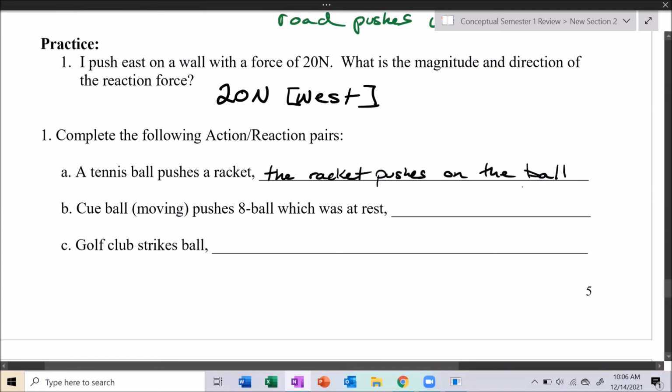And there are three examples here on the bottom. A tennis ball pushes on a racket, and the racket pushes on the ball. When someone's playing pool, the cue ball is moving and pushes the 8 ball, but the 8 ball also pushes on the cue ball with an equal magnitude but opposite directional force. When a golf club strikes the ball, the ball strikes the club.